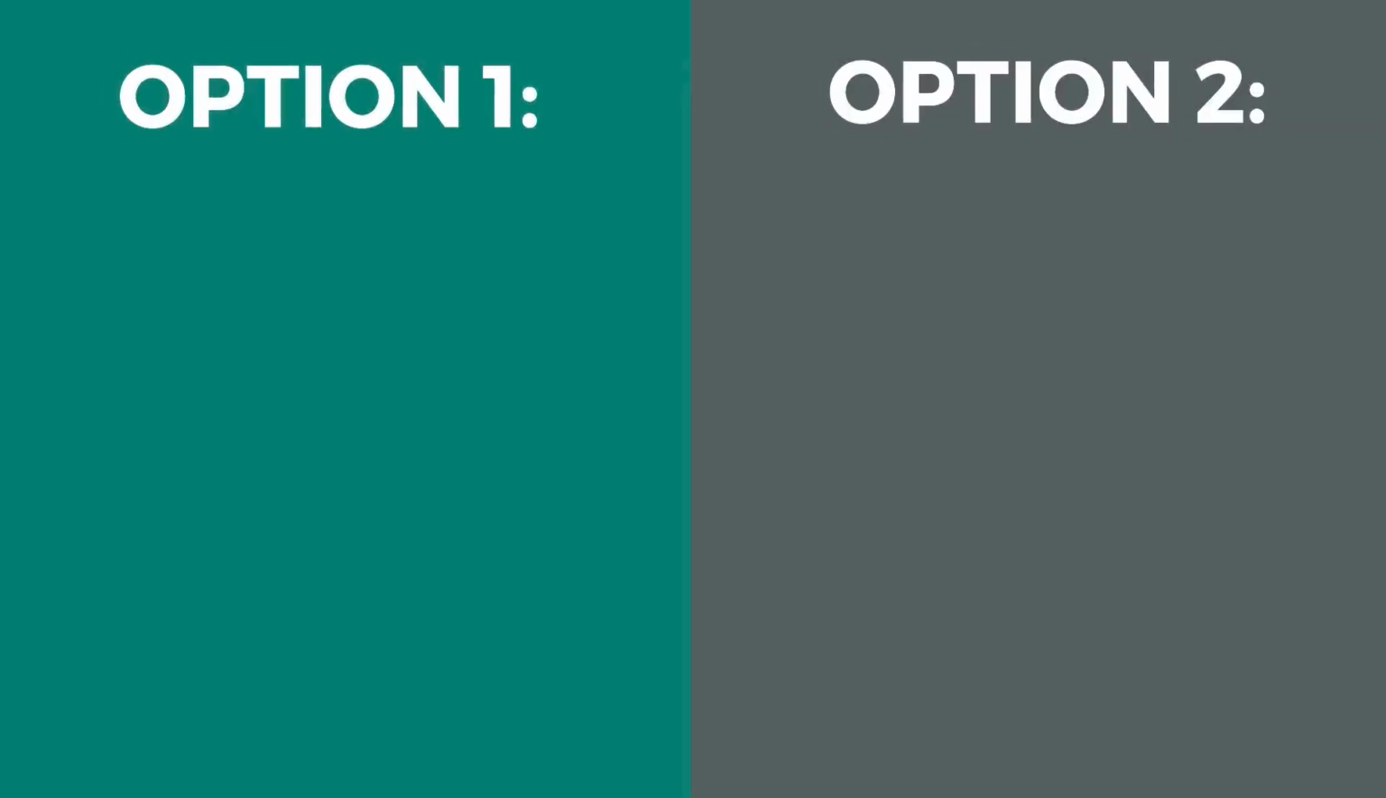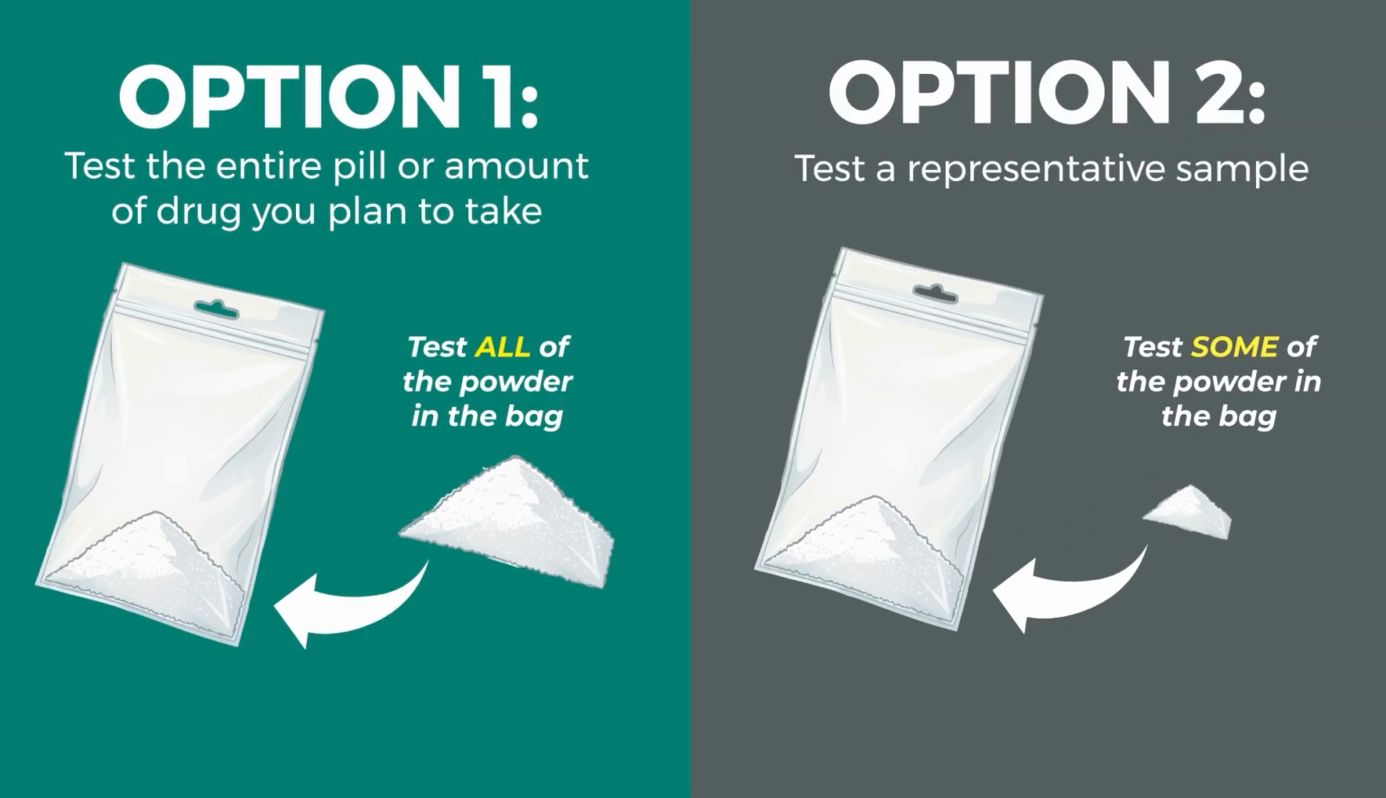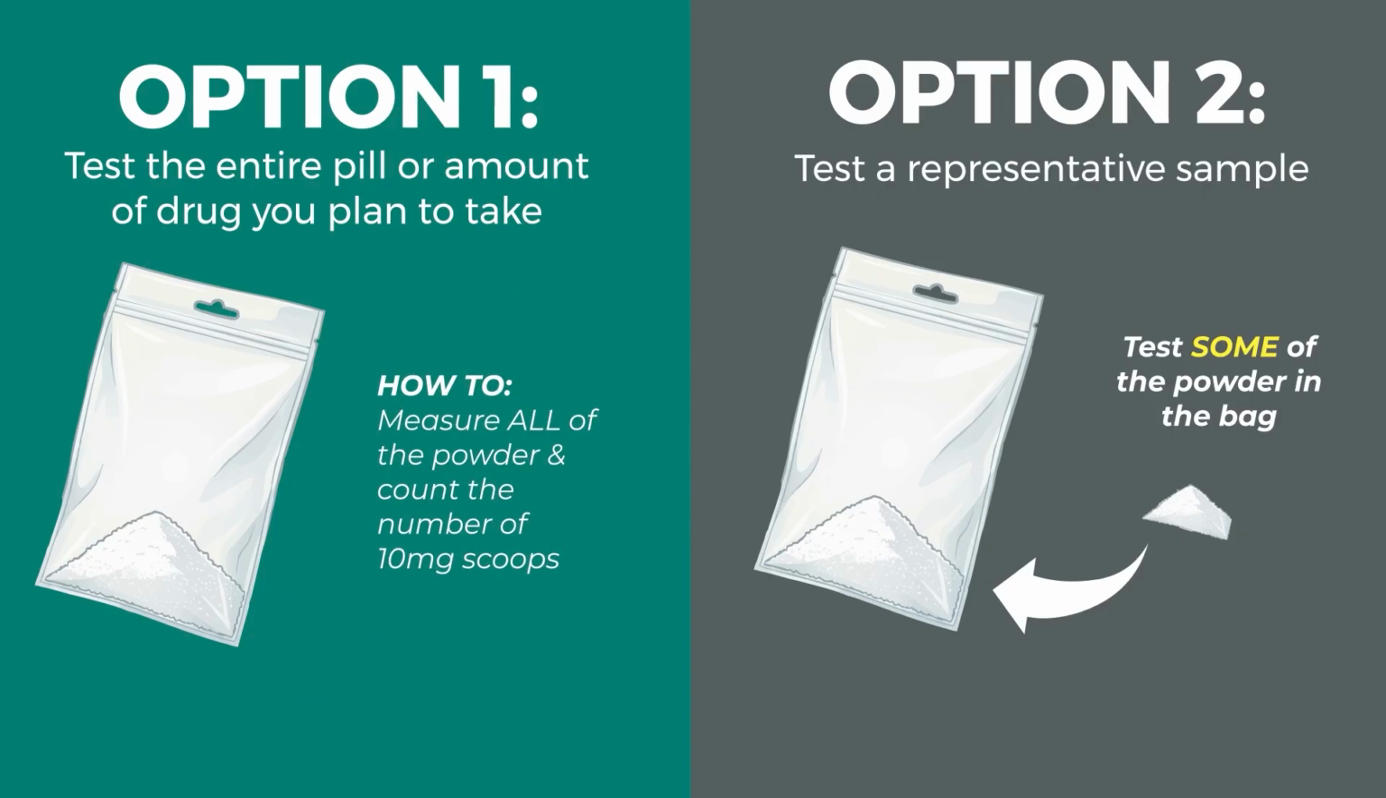You can either test the entire pill or amount of drug you plan to take, or test a representative sample. To test the entire pill or amount you plan to take, measure all the powder and count the number of 10 mg scoops. This is the safest recommended method. We definitely recommend that you test the entire pill, as you never know if the fentanyl is mixed throughout the drug or just in a small area.